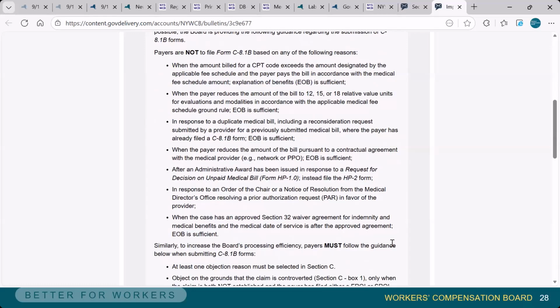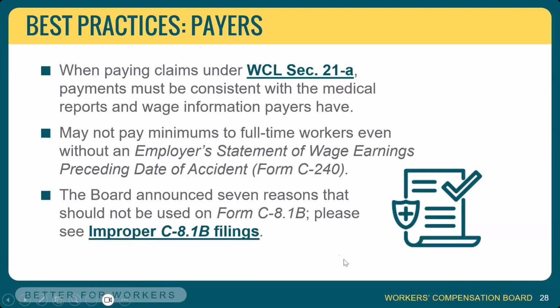I'm only going to mention the first one because it is by far the easiest one to comply with. Let's say the provider bills more than the fee schedule amount pays. Let's say you pay the fee schedule amount. You're done. You do not need to file a document saying the provider billed more than the fee schedule. It's okay. When I say it's okay, there's no action that's needed. You paid the right amount, go on to the next claim. Okay? So please take a look at this list and don't send those dispute forms in with those reasons anymore.